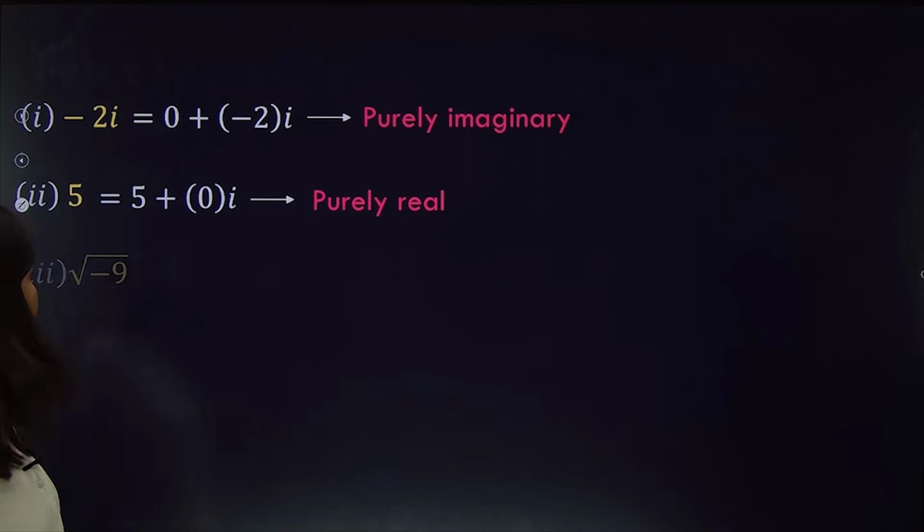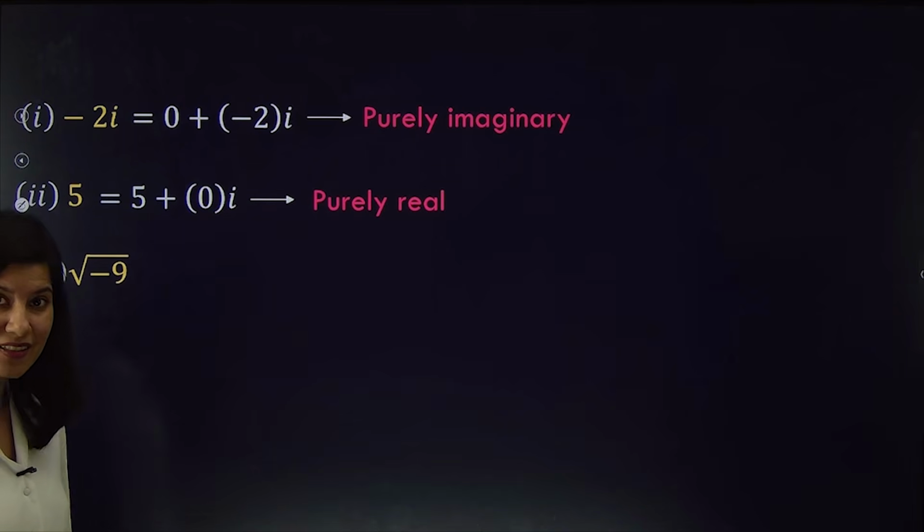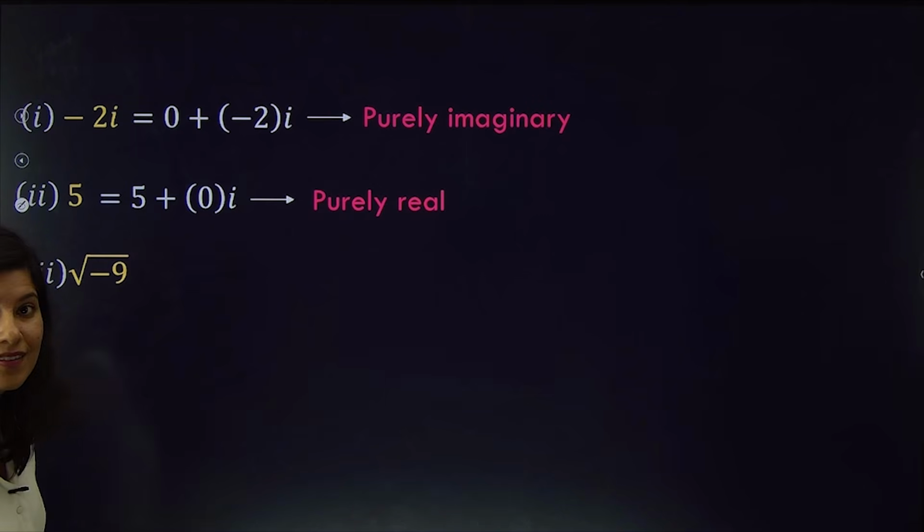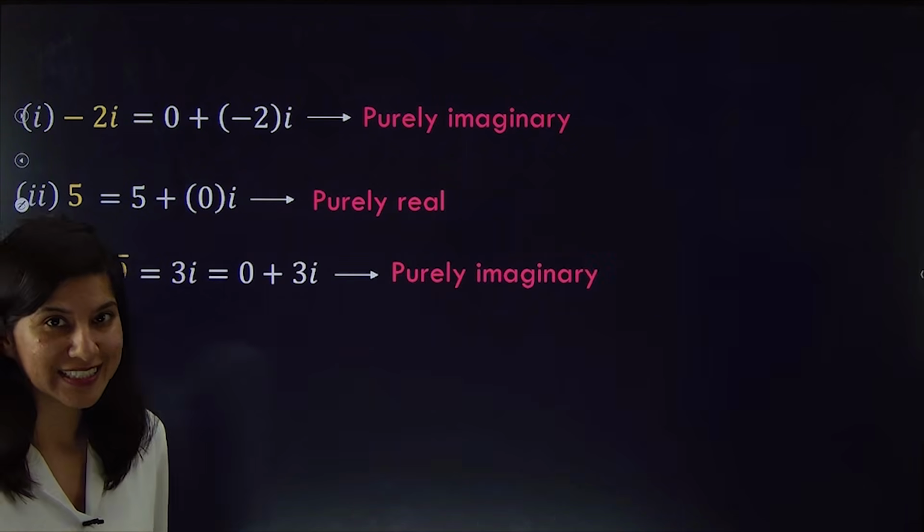Right? Next, square root of -9. So this is actually 3 iota. 3 iota again is purely imaginary.